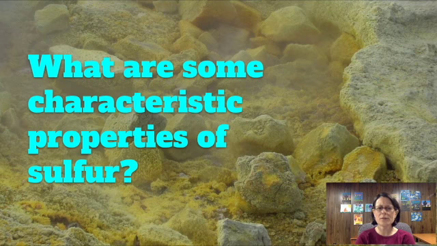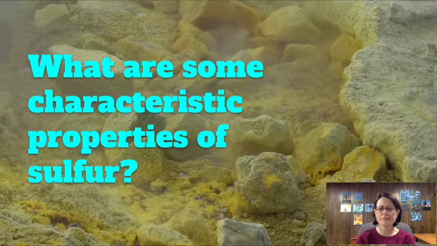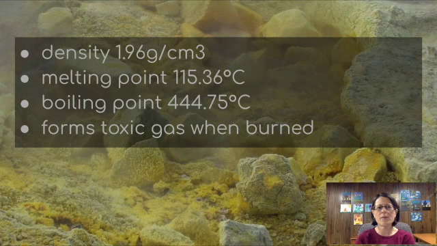So what are some characteristic properties of sulfur? Some characteristic properties are its density. Sulfur always has a density of 1.96 grams per cubic centimeter. Its melting point is always 115.36 degrees Celsius. Its boiling point is always 444.75 degrees Celsius, and it always forms a toxic gas when burned. So those are properties that can be used to actually identify sulfur.